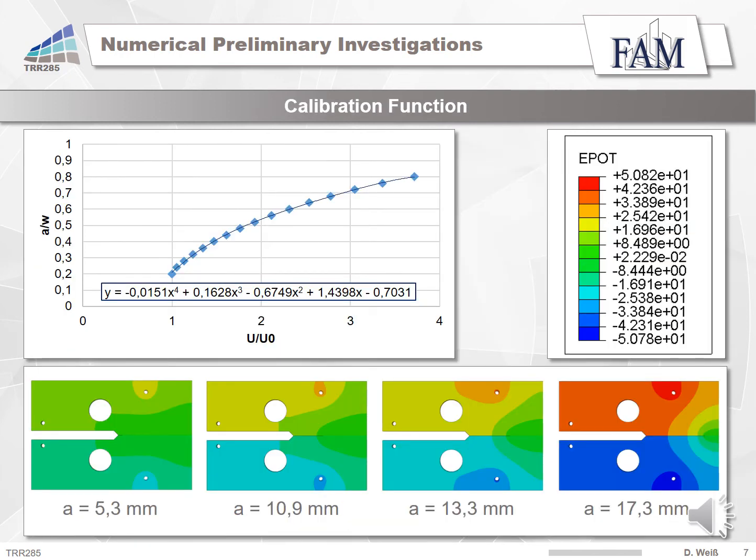A calibration curve describes the relationship between the potential difference and the crack length. This is important for the measurement of the crack length during the experiment. To define the calibration function numerically, I used the simulation program Abaqus. There, a current is initiated and the potential is measured at defined nodes in different states of crack length. The determined function is illustrated in the graphic.